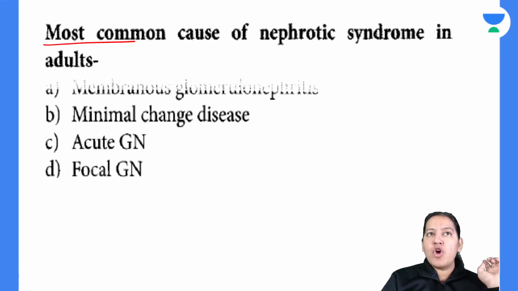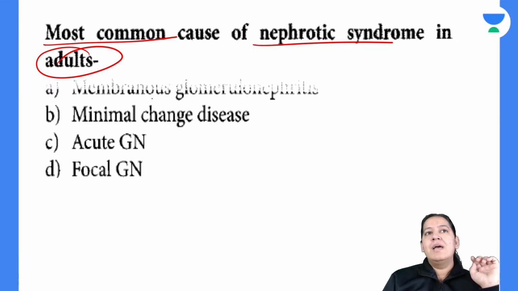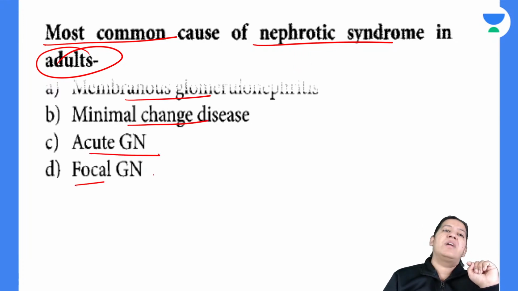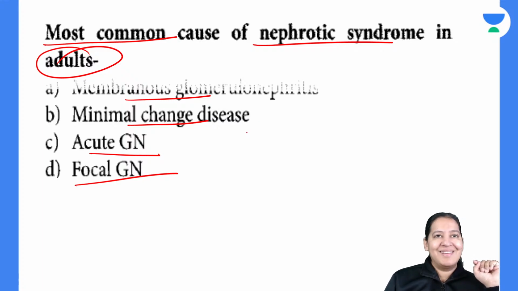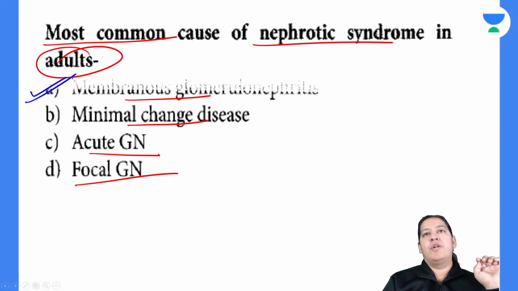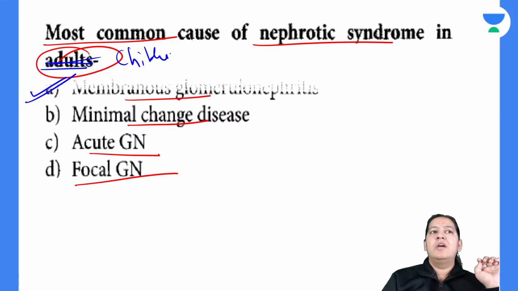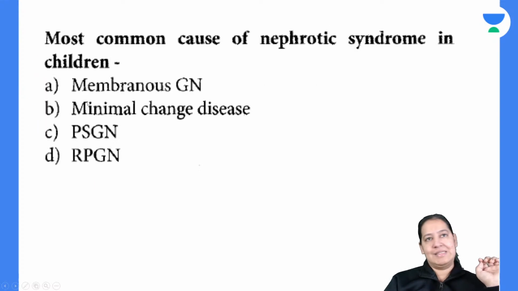Tell me the most common cause of nephrotic syndrome in adults. I'm asking in adults. Is it membranous glomerulonephritis? Is it MCD? Is it acute glomerulonephritis? Is it focal? What is your answer? Yes, you all are right. Very good. Your answer is membranous glomerulonephritis. And if I change my question, instead of adults, I ask children, your answer will become B, minimal change disease. Have you got it? Yes, very good.